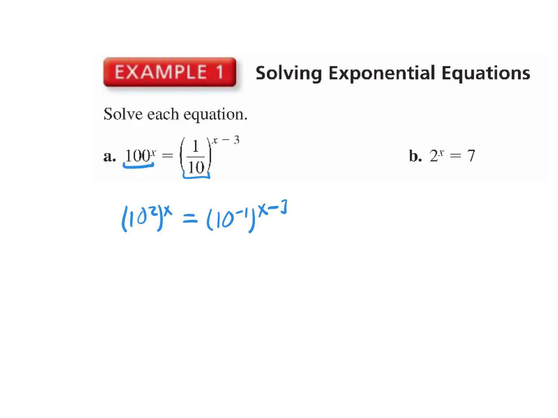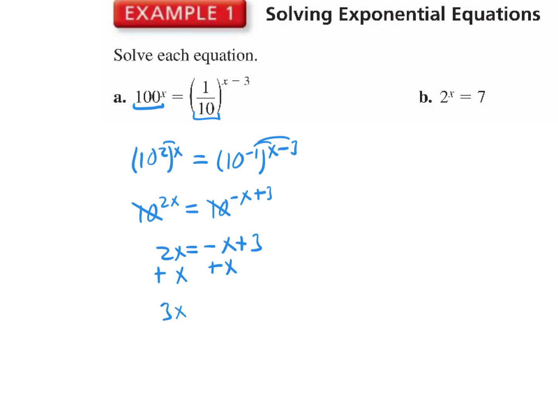And now we have the same base. All we need to do is use power to a power to simplify, clean it up a bit, and then we can go ahead and cancel our bases. So we get 10 to the 2x equals 10 to the negative x plus 3. And then because they have the same base, just cancel out the bases, and then you get 2x equals negative x plus 3. And then just solve this equation. We add x everywhere. And then we end up with 3x equals 3. And then divide 3 everywhere. And so we get x equals 1.